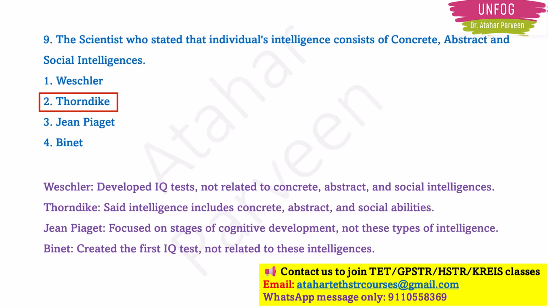The remaining two scientists: Jean Piaget focused on stages of cognitive development, and Binet created the first IQ test. So Wechsler and Binet are related to the IQ test. Thorndike and Jean Piaget are related to intelligence and cognitive development. Okay. So particularly the person who used these words concrete, abstract and social abilities was Thorndike. So option 2 will be the correct answer.